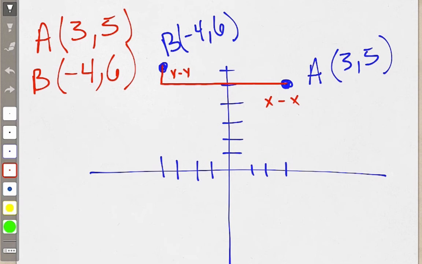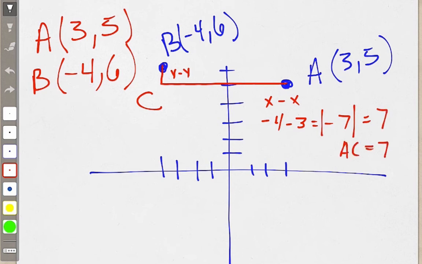In this example, I will start with the horizontal length of AC, or the x-coordinates. Negative 4 minus 3 is equal to negative 7, but the absolute value of negative 7 is 7, so that is my horizontal distance of AC. To find the vertical length of BC, I will subtract the y-coordinates. 6 minus 5 is 1, so the vertical distance is 1.